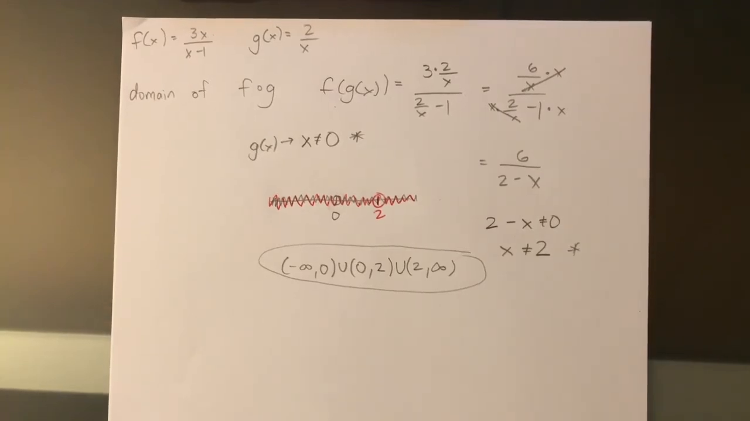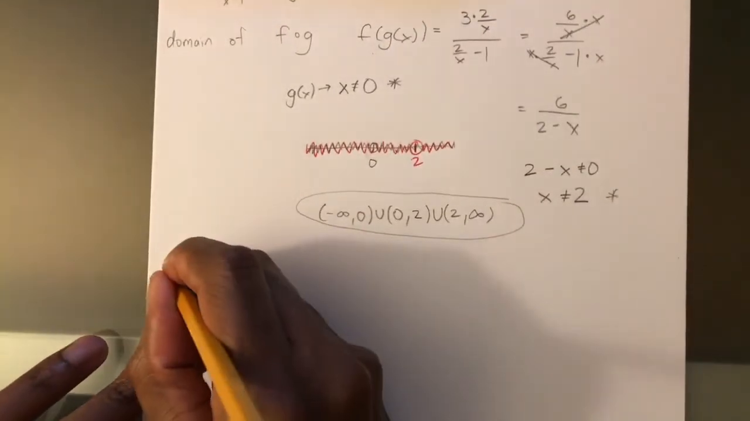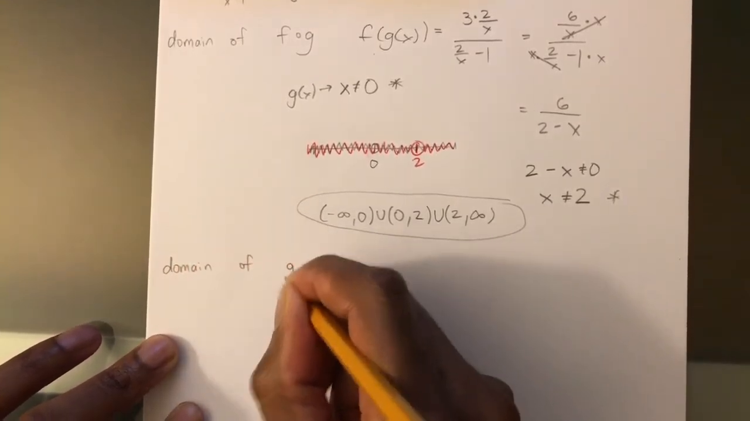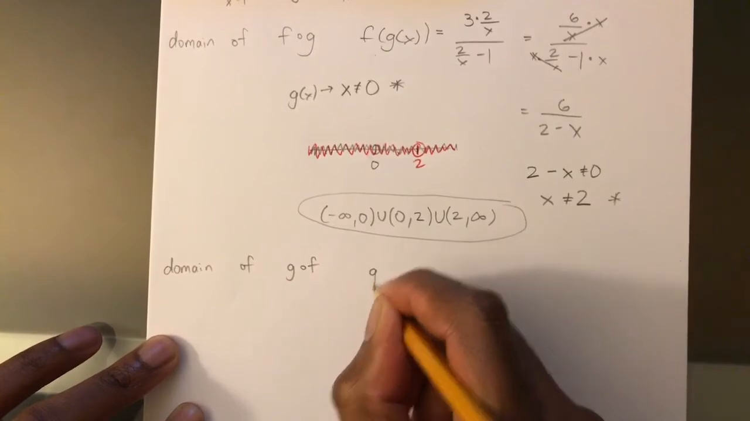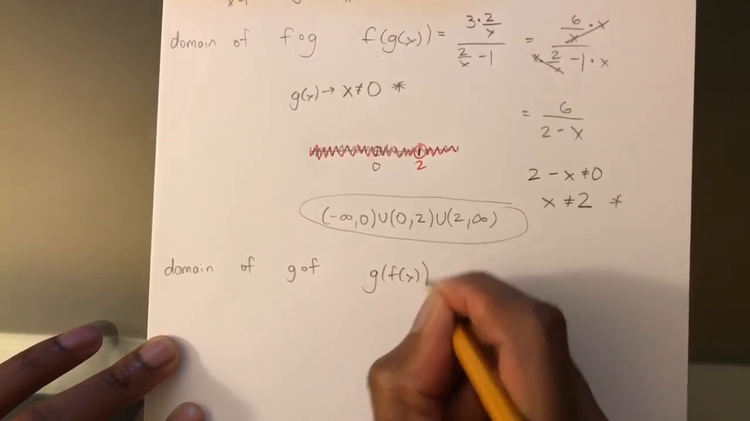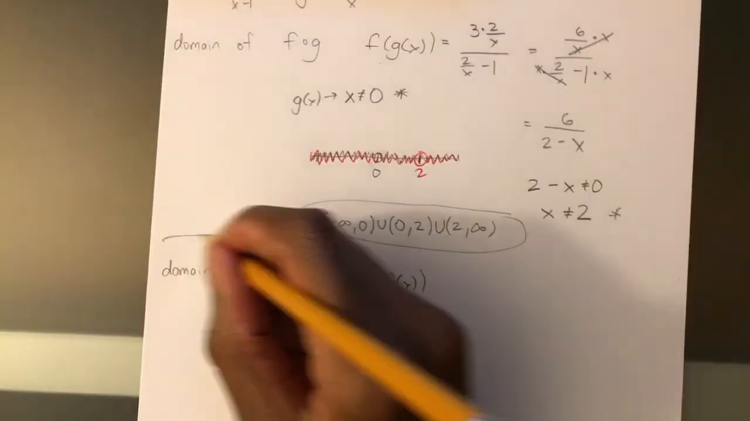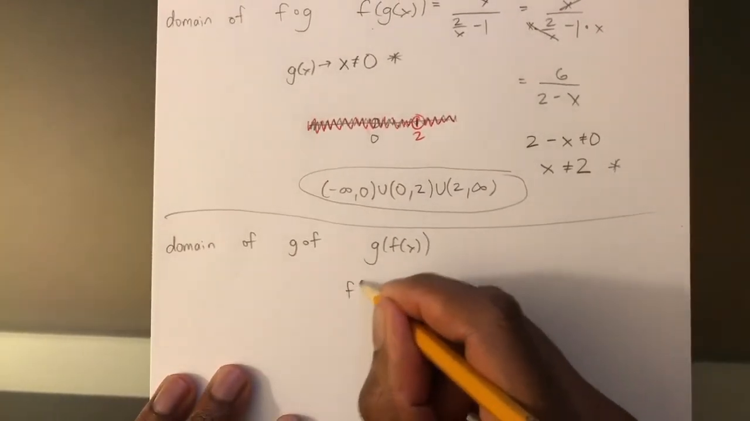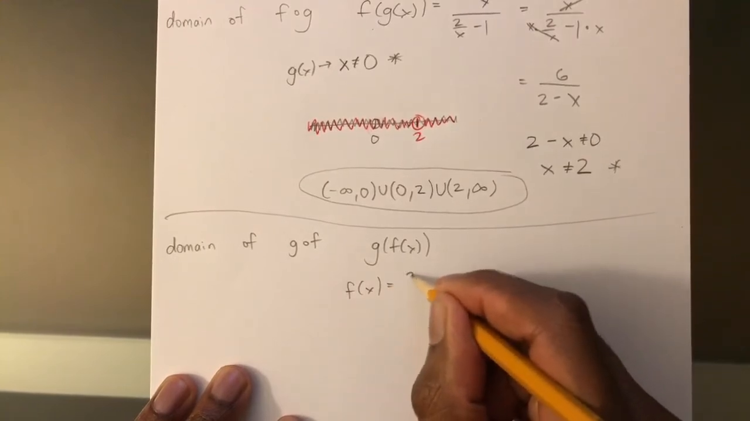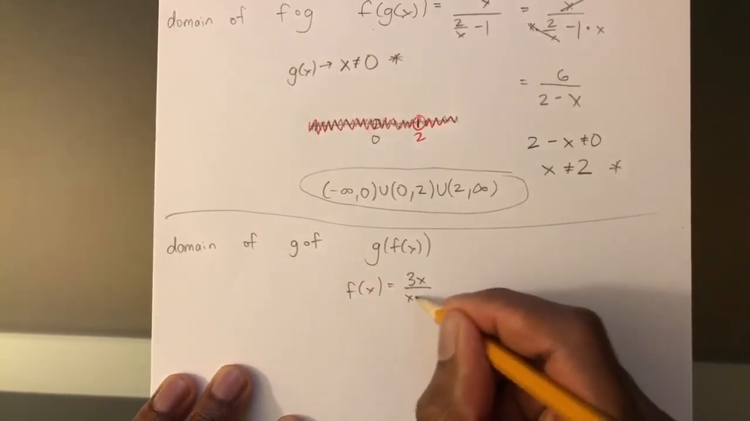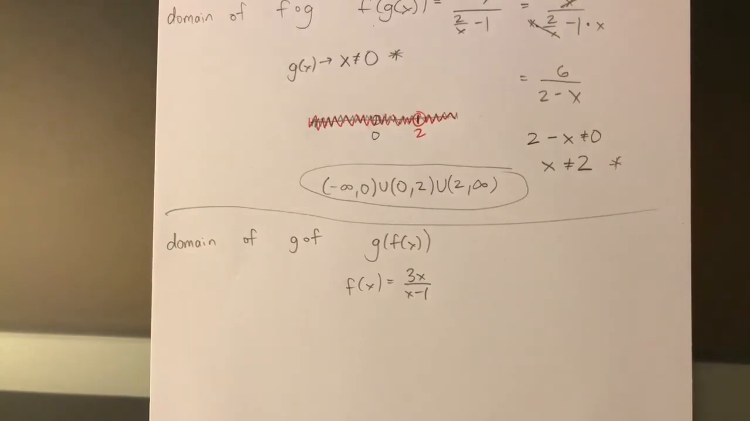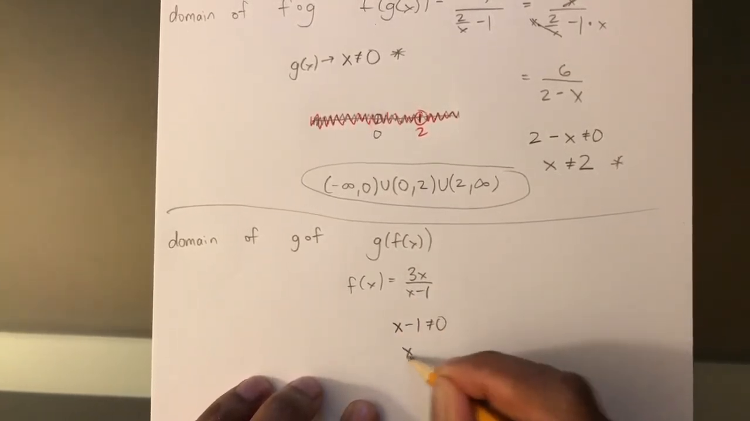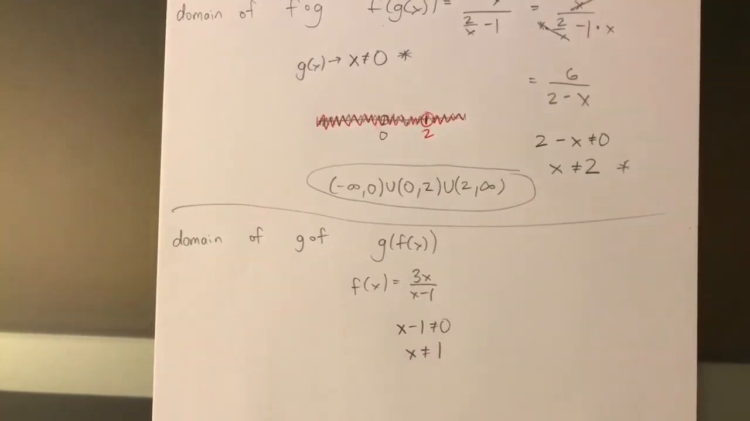Let's do it the other way. Now let's do one more. We'll do the domain of g of f this time. g of f of x. Alrighty, same functions, just different order. Now the inside function is f of x, which I'll rewrite down here. There's your f of x. Let's find the domain of this inner function. Another rational, set the bottom not equal to 0, and you'll realize the domain of the inner function is x cannot equal 1.